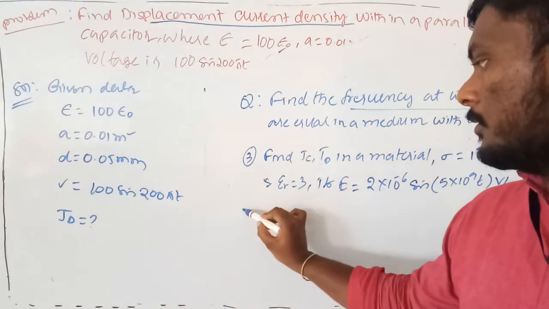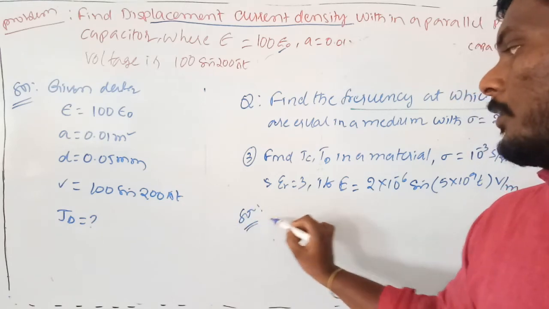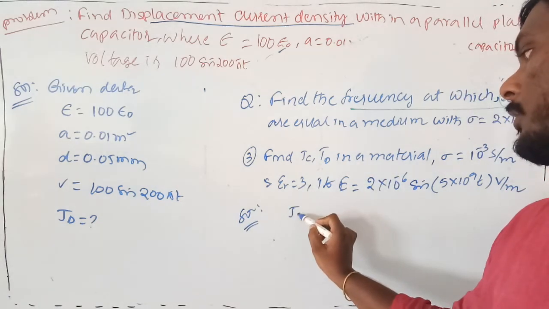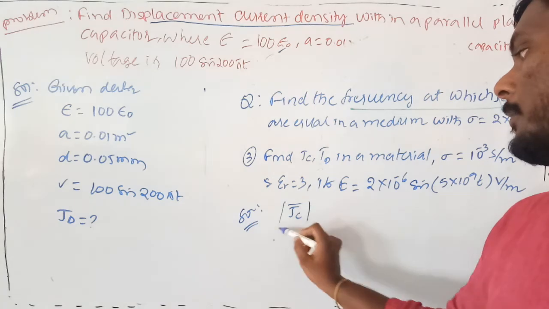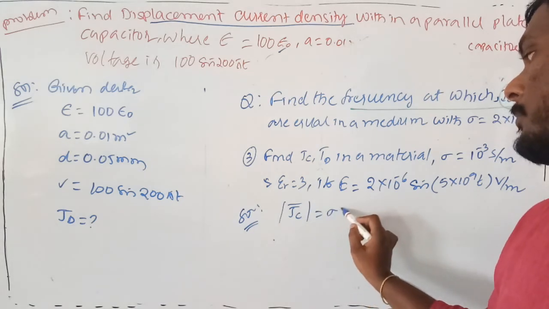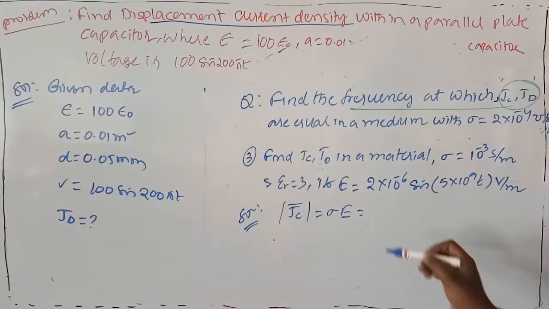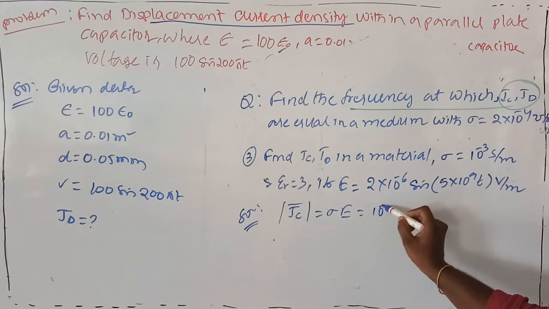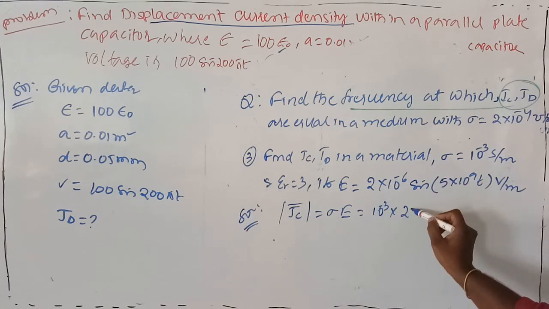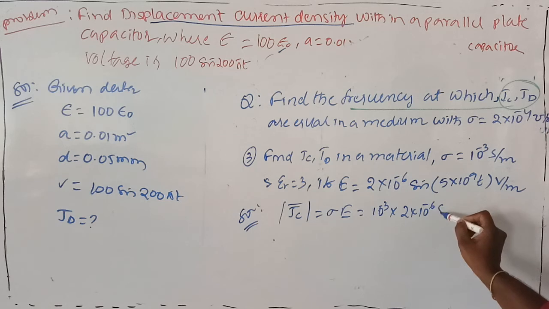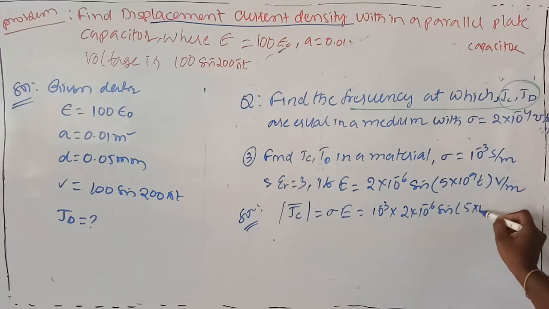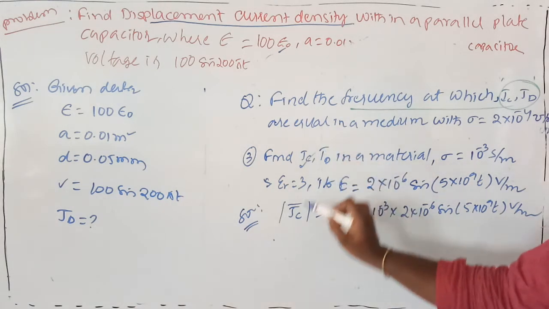The solution, I just give a hint, you just need to do it. We know the formula for conduction current density. It is sigma into E. Sigma is 10 to the power of minus 3, into E, which is 2 into 10 to the power of minus 6 sine of 5 into 10 to the power of 9 t volt per meter. This is your answer. Conduction current density is done.